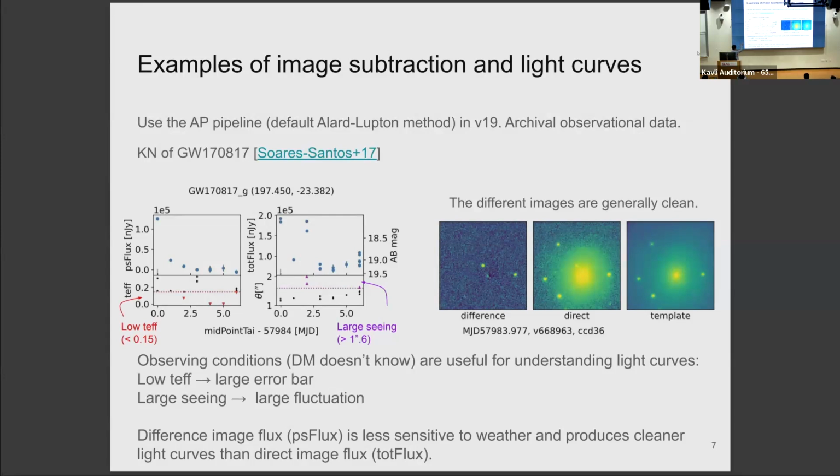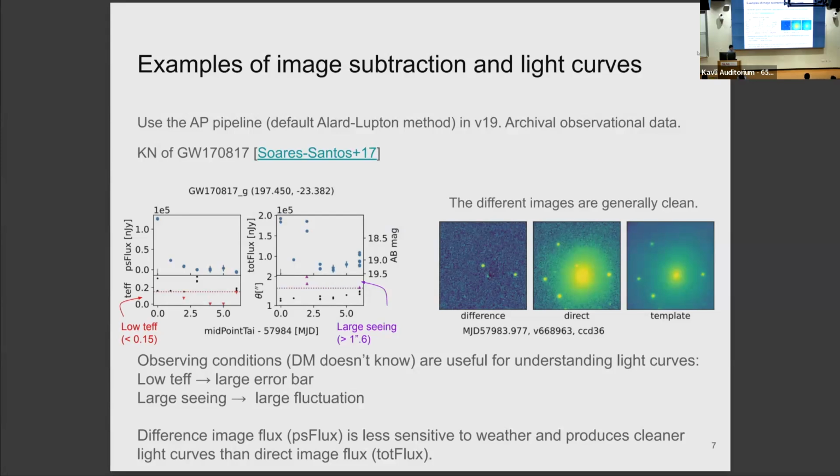And also want to tell you, this is from the force photometry. So basically the AP pipeline can associate the DIA sources, the sources in those difference images, and then run force photometry on that. So the light curves come from force photometry. One thing very interesting we find is we can connect the light curves with the weather condition, the observing conditions.